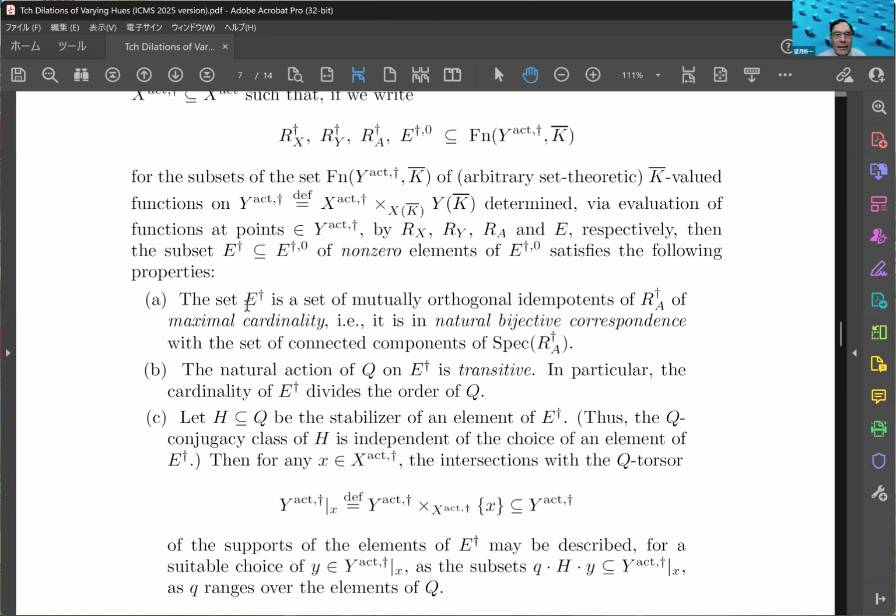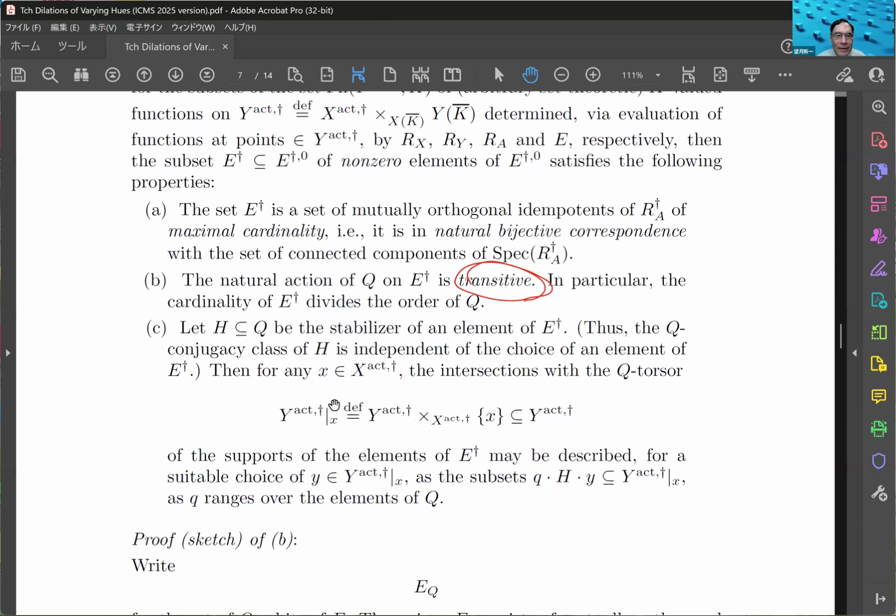So the set E dagger is a set of mutually orthogonal idempotents of R dagger A of maximal cardinality. So it's a natural bijective correspondence with the set of connected components of spec R dagger A. And the main point, in some sense the main point of all of this, is that the natural action of Q on E dagger is transitive. So we'll come back to this later in section 4.